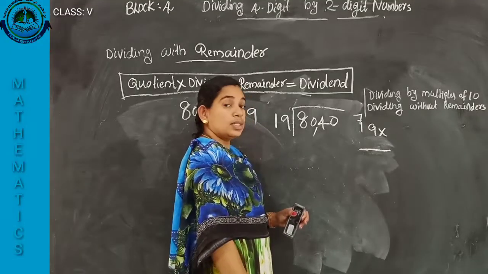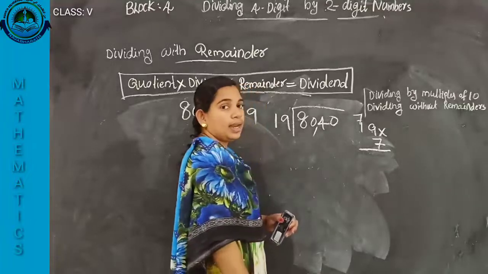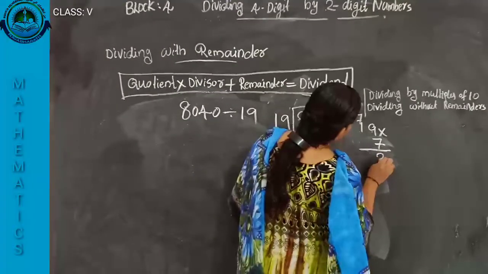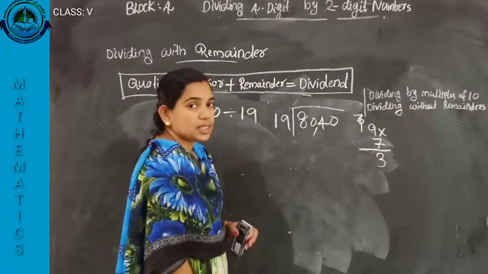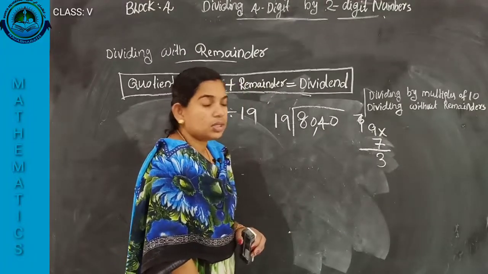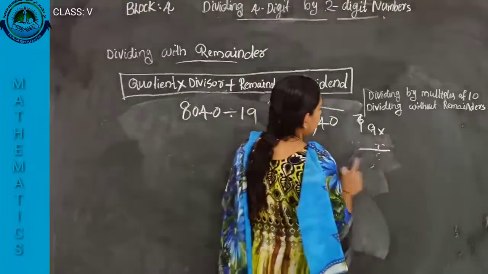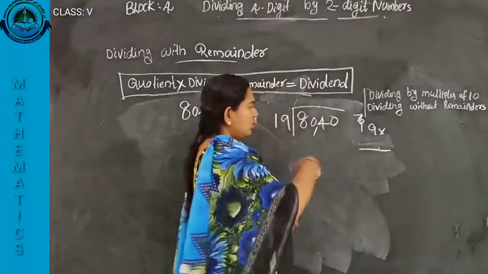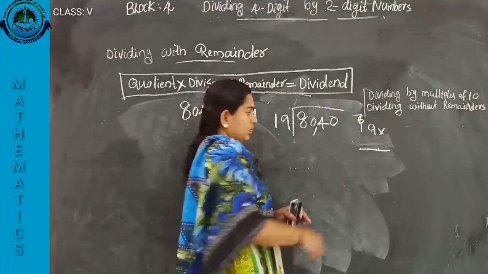8 is not possible, so 7. 7 into 9, 63. 3, 6 as carry. 1 into 7, 7. 7 plus 6, 13. So that is also not possible. We'll check 5. Here we have 80 only, here 100 above. So we'll choose to skip 2.